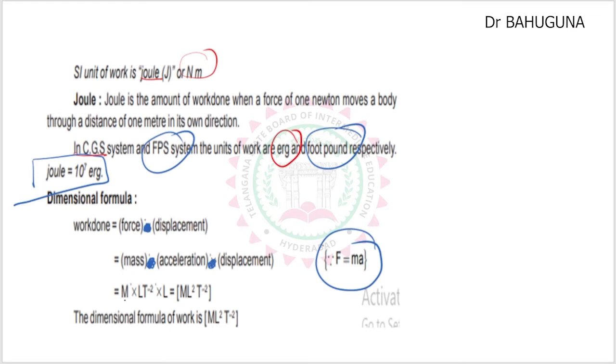What is the dimensional formula of mass? M. Acceleration LT minus 2. Displacement is L. So if you simplify it, it is ML square T minus 2. So this is the dimensional formula of work, ML square T minus 2. In the dimensional formula, you have to keep a square bracket.